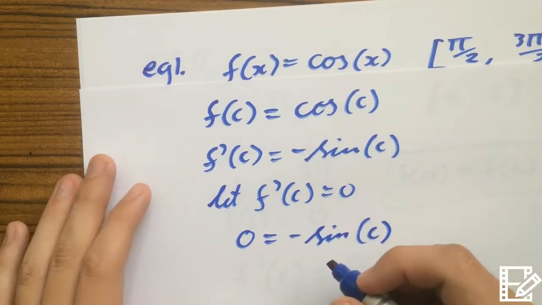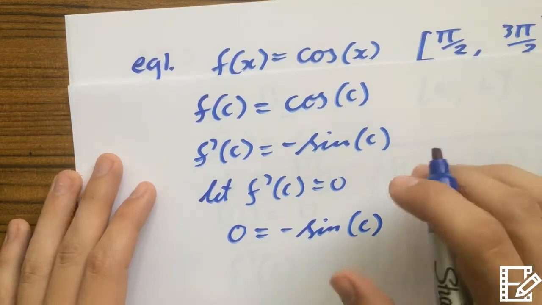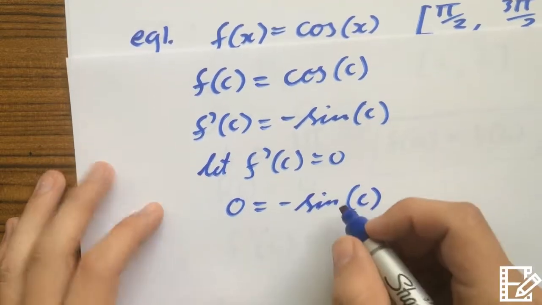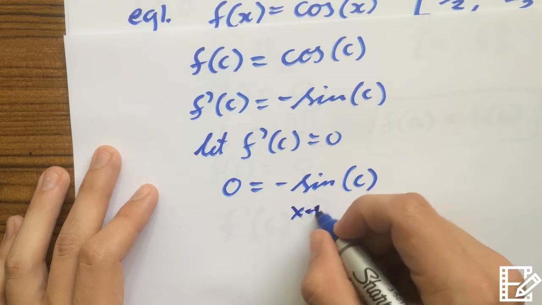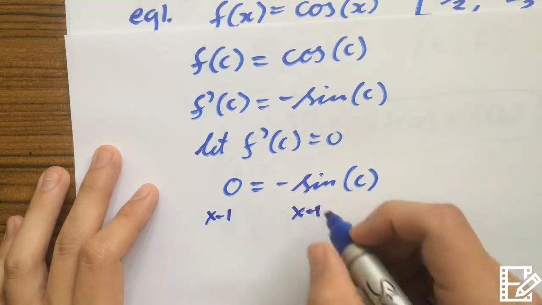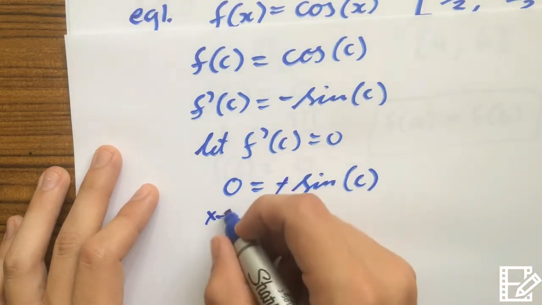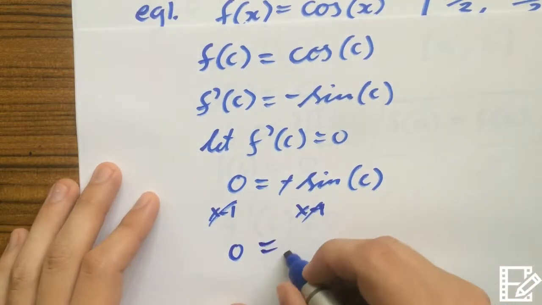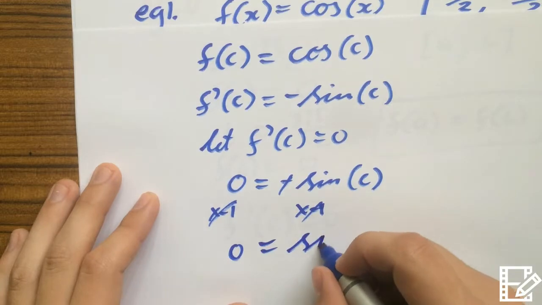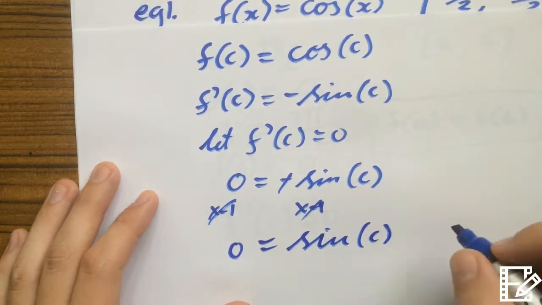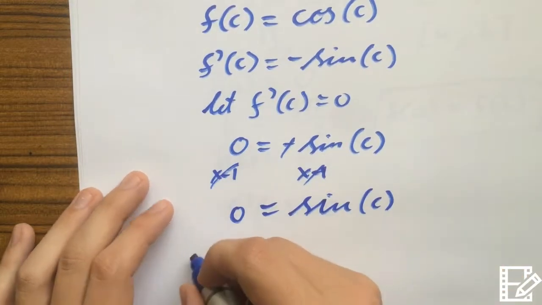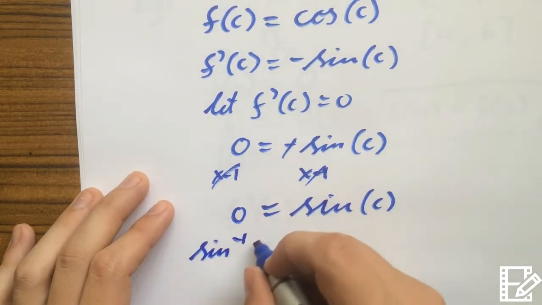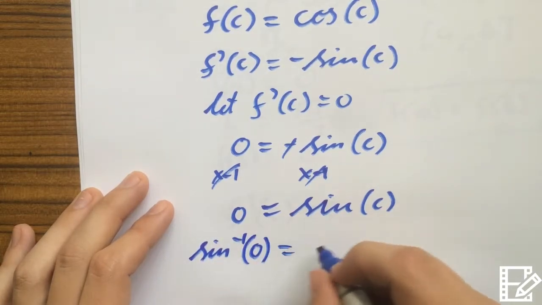Okay, so if you multiply by -1 on both sides, you cancel out the negatives, and the 0 stays at 0, because anything times 0 is 0. So, just 0 equals sine c. And how do we get c on its own? Well, the inverse sine of 0 will give us c.